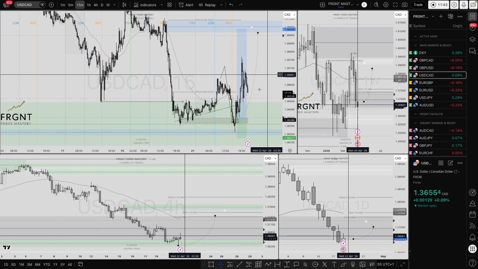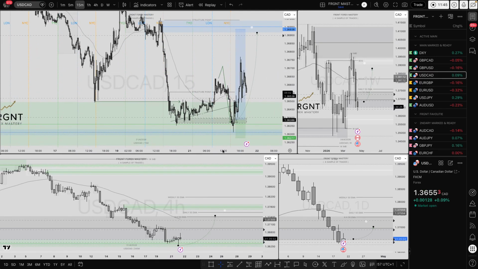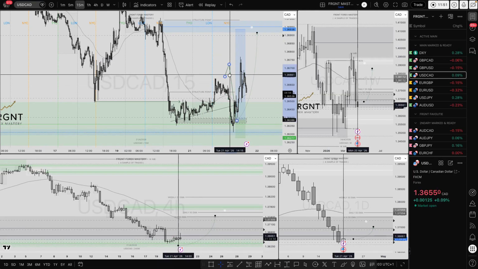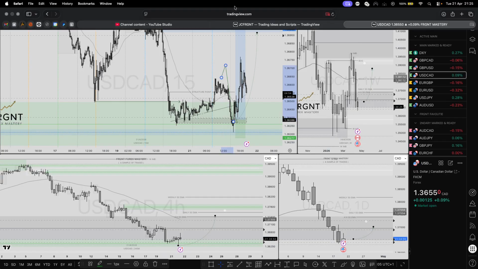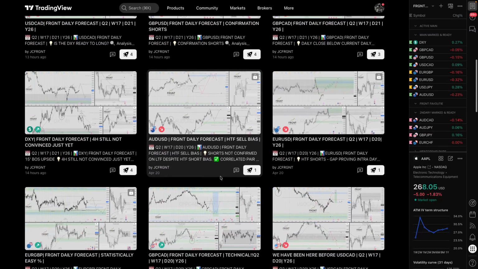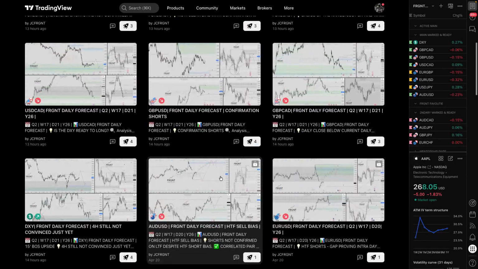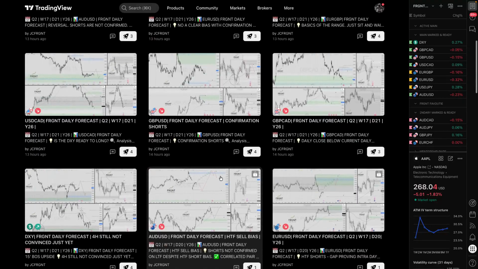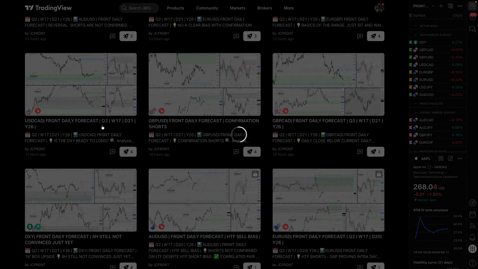I then went over to US dollar CAD to understand if now is potentially the correct time for US dollar CAD to go long. So the first thing I need to understand is, does US dollar CAD actually provide me with a setup first and foremost? What you'll find is this hasn't moved from the morning, I don't believe. Well, let's double check. US dollar CAD. Where are we in terms of forecasts?